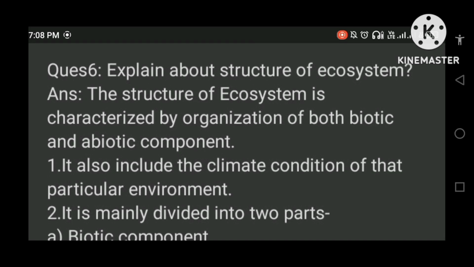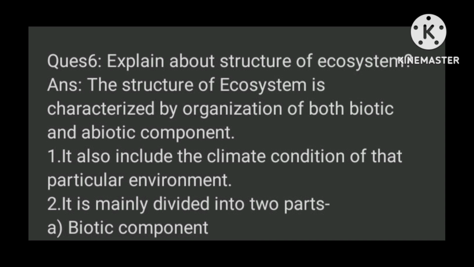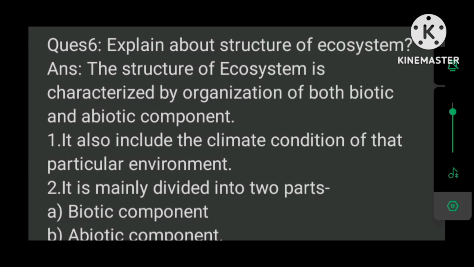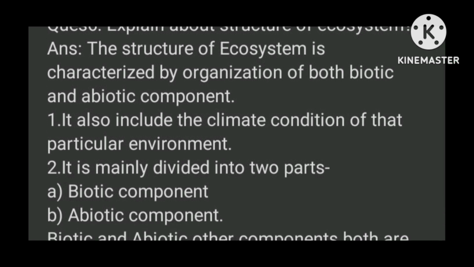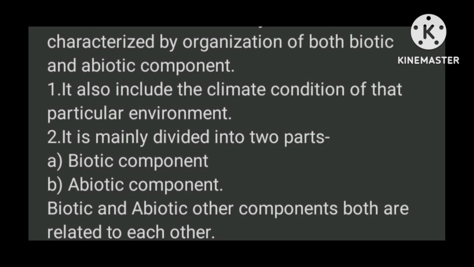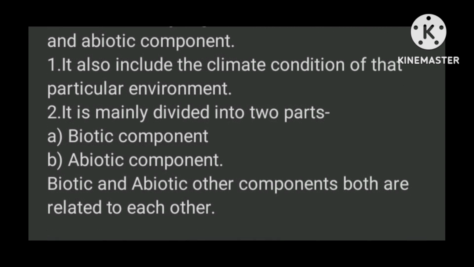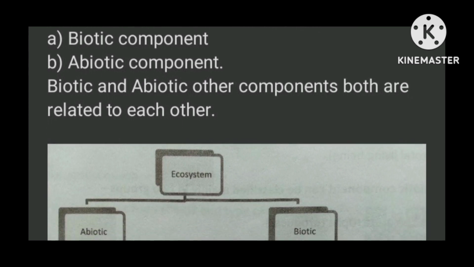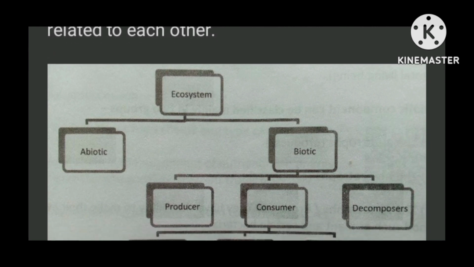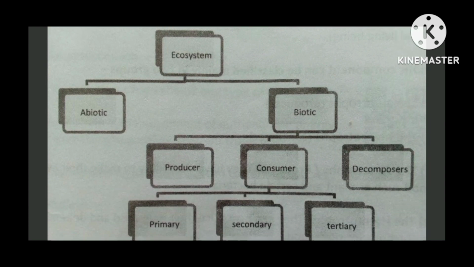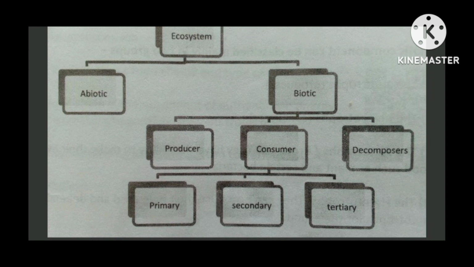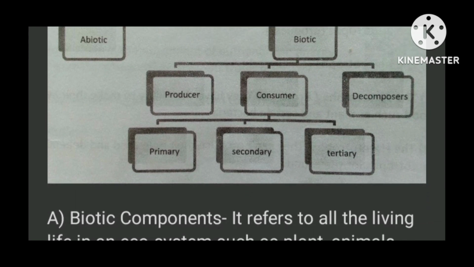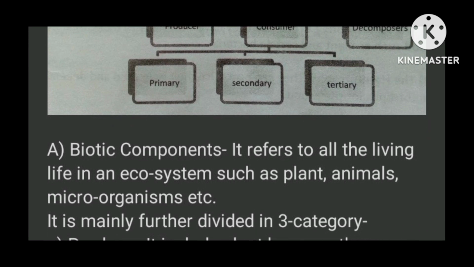Question number 6. Explain the structure of ecosystem. Answer. The structure of ecosystem is characterized by the organization of both biotic and abiotic components. It also includes the climate conditions of that particular environment. It is mainly divided into two parts: A. Biotic component, B. Abiotic component. Biotic and abiotic components are related to each other. Ecosystem: abiotic, biotic; biotic: producer, consumer, decomposer; consumer: primary consumer, secondary consumer, tertiary consumer.